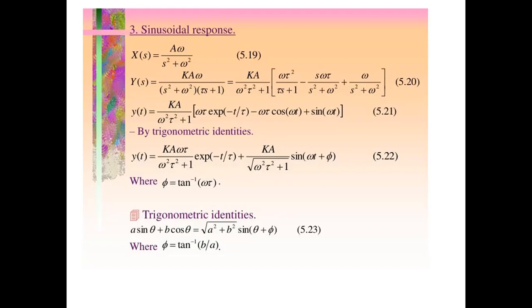From trigonometric identities, we have a sin θ + b cos θ, which is equivalent to √(a² + b²) sin(θ + φ), where φ is equivalent to tan⁻¹(b/a).